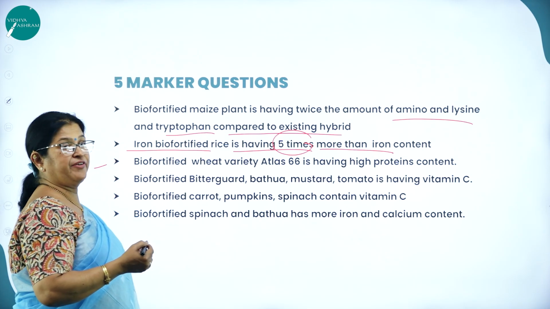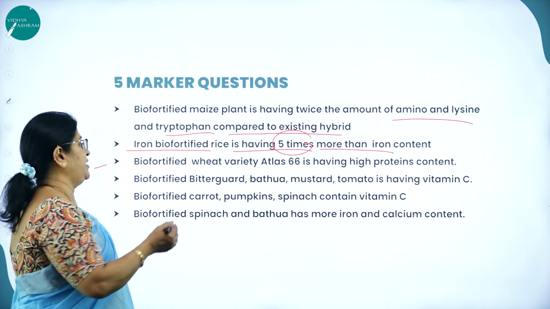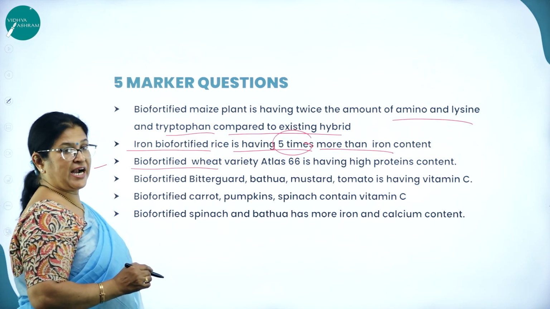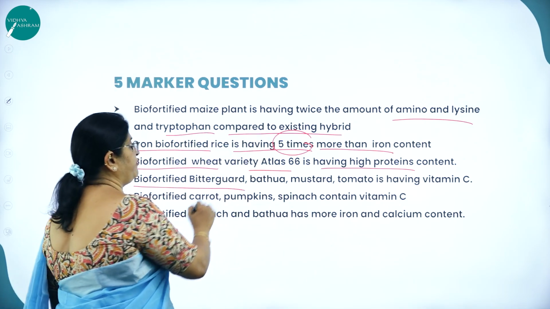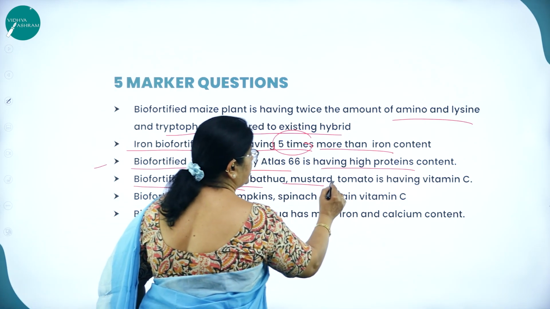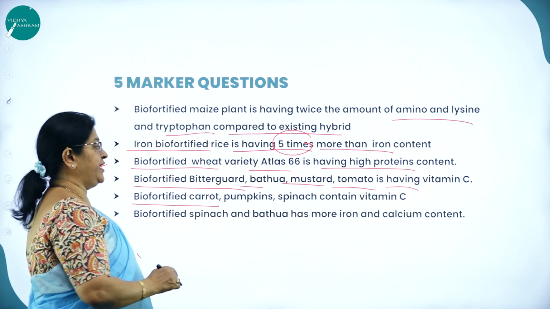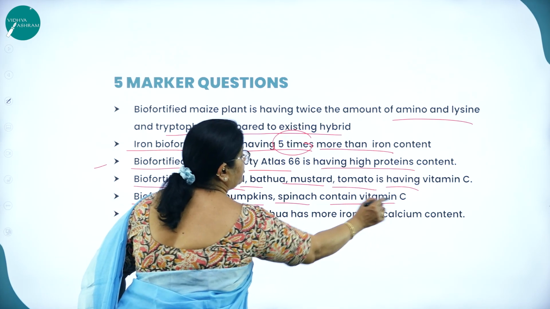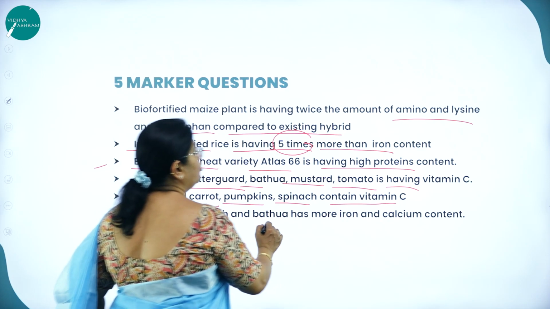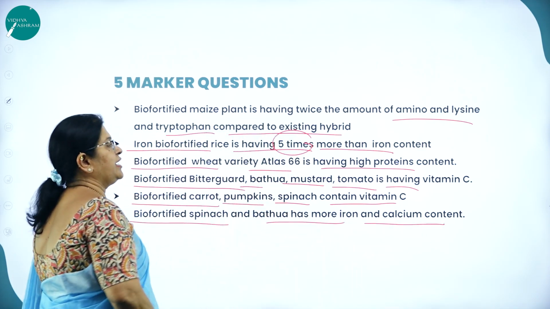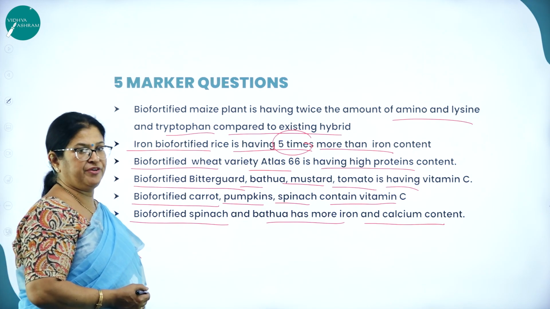So, biofortified rice will have iron content how much? 5 times greater than the normal one. Then biofortified wheat variety Atlas 66 has high protein content. Then biofortified bitter gourd, bathua, mustard and tomato have vitamin C. Then biofortified carrot, pumpkin and spinach contain vitamin A. Then biofortified spinach and bathua have more iron and calcium content. So, all these are the advantages or the significance of biofortification.